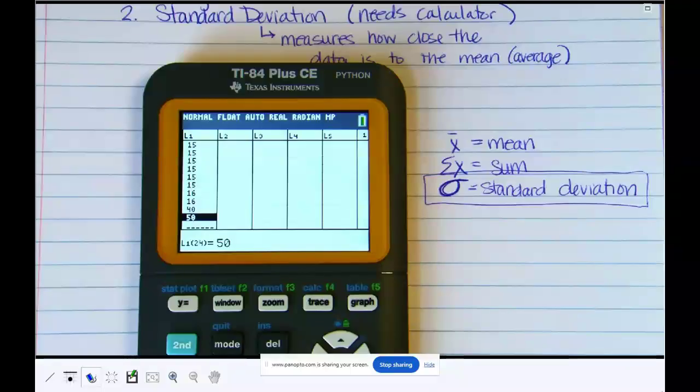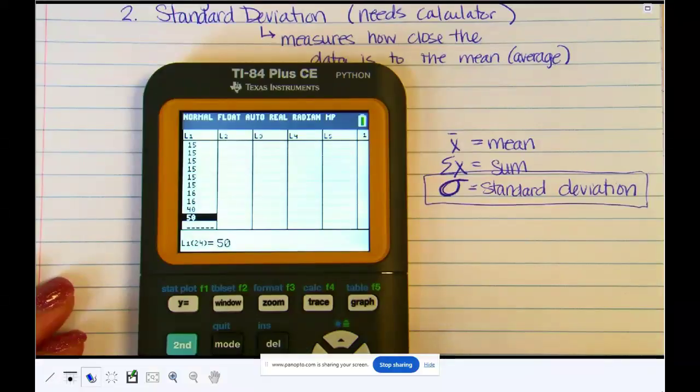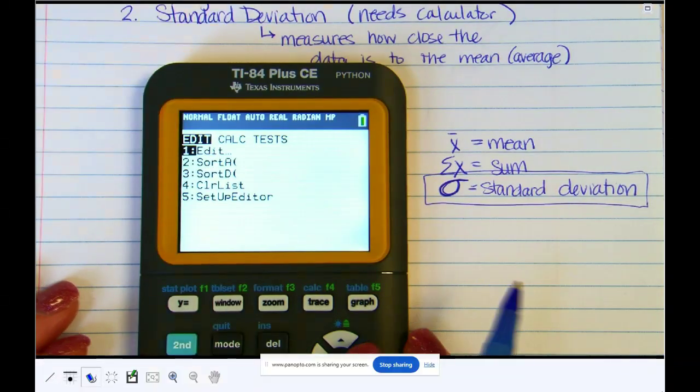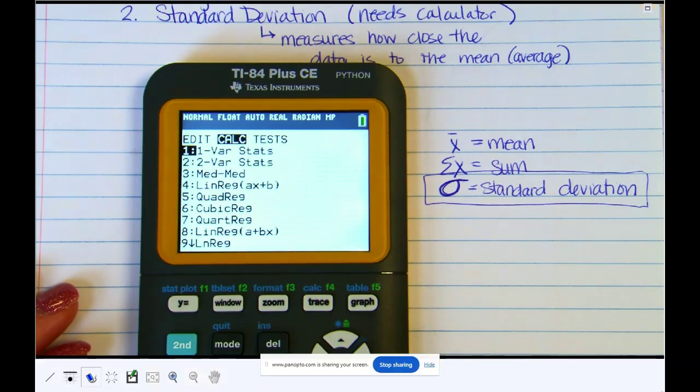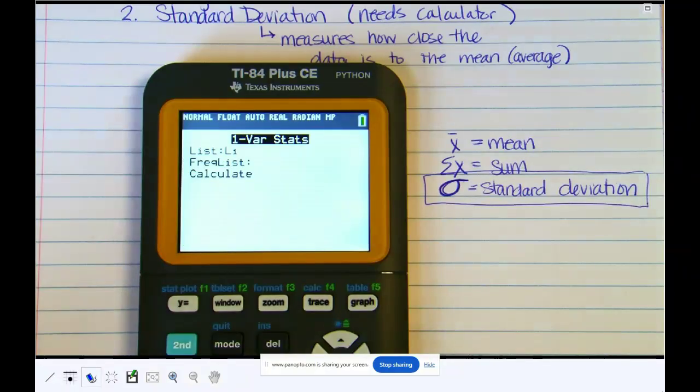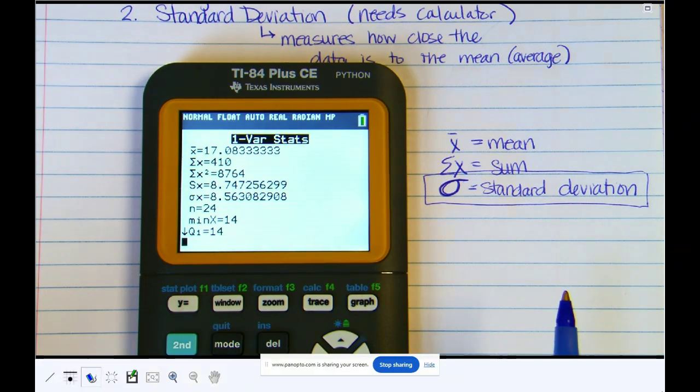Now, let's go back and see what happens when we add in a couple older people. Only mildly, slightly older. Go to stat again. Go to calc. Number 1, and you just go down and calculate. Look at what happened to our standard deviation. What is it now? Yeah, 8.56. Because we added in some numbers that were way far away from everybody else, we increased the variability.